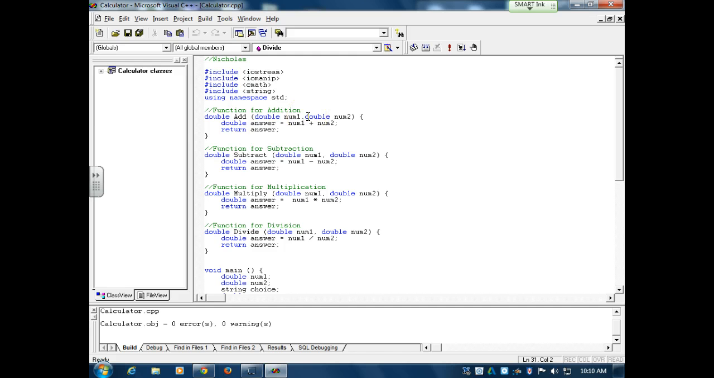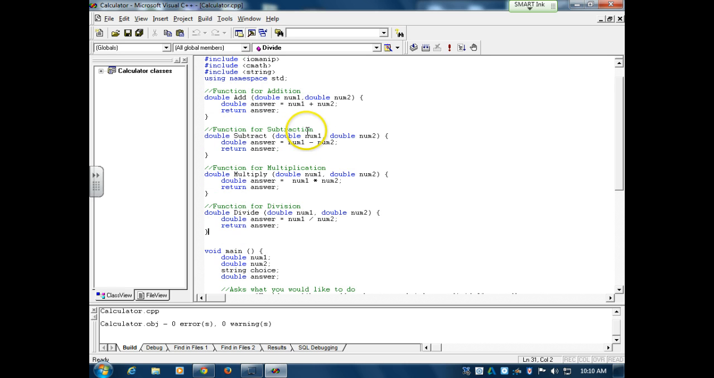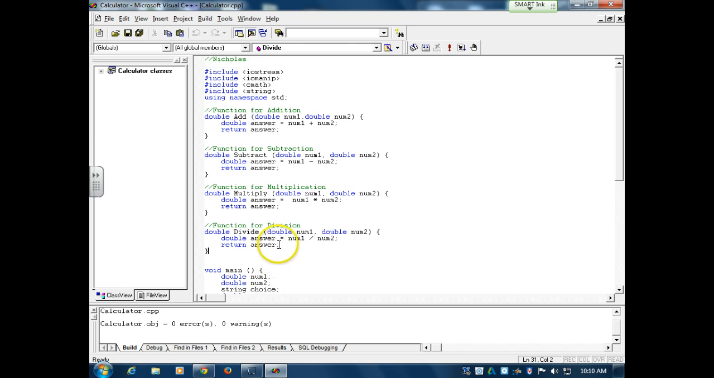So, for instance, my function for addition right here, when it asks the question, what is the first number, it will store the answer in a variable called num1 down here, and then it will say double answer equals... Okay, instead of pointing to the monitor, use the mouse, please, if you don't mind.